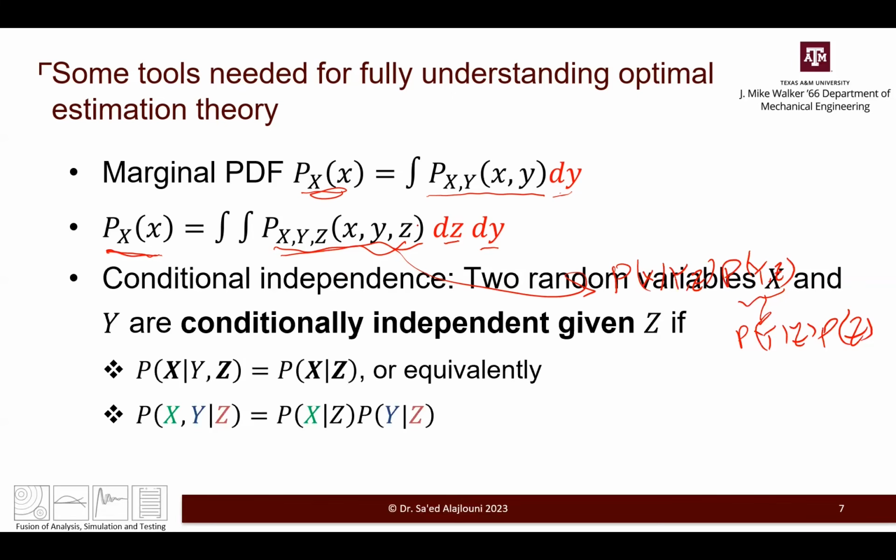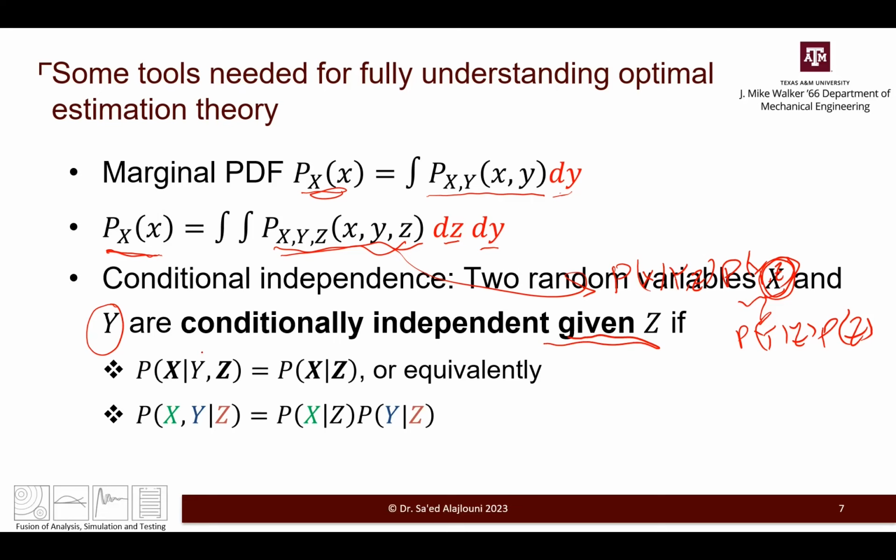Okay, so conditional independence. Conditional independence is slightly different from the notion of independence. Two random variables, x and y, are said to be conditionally independent given a 3rd random variable, z. When we say given, we know exactly what the value of z is.